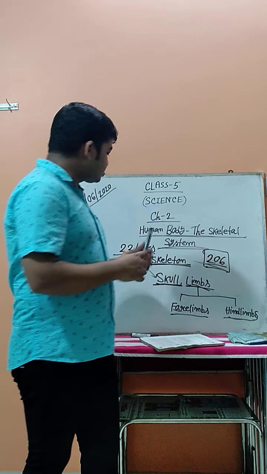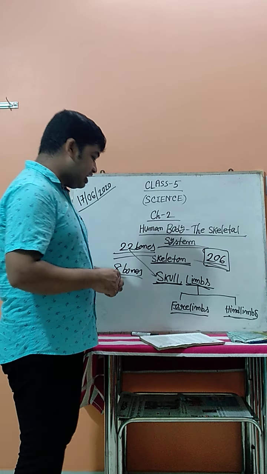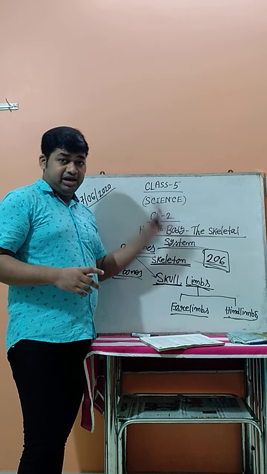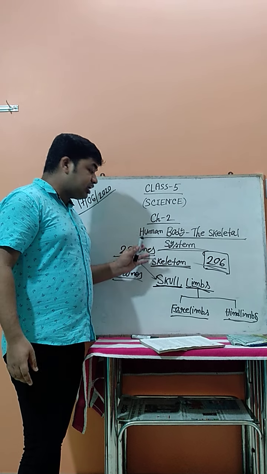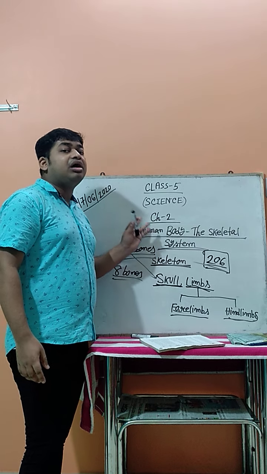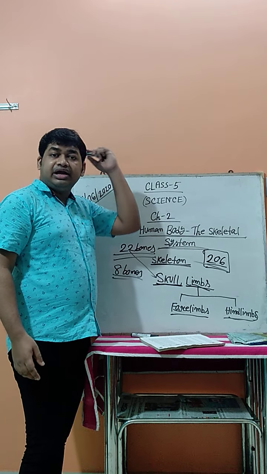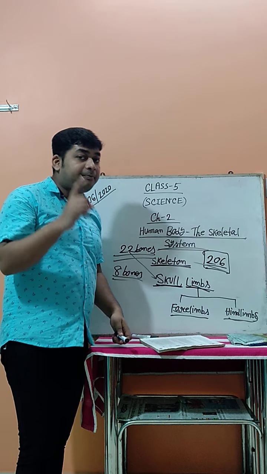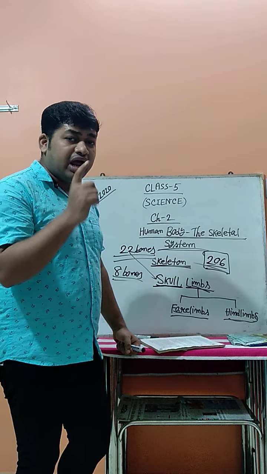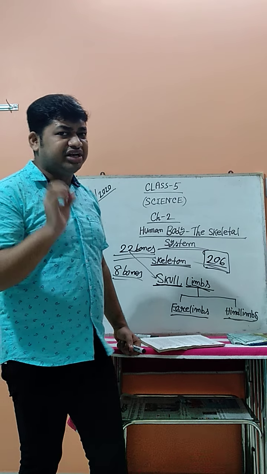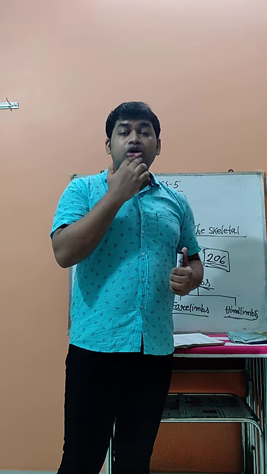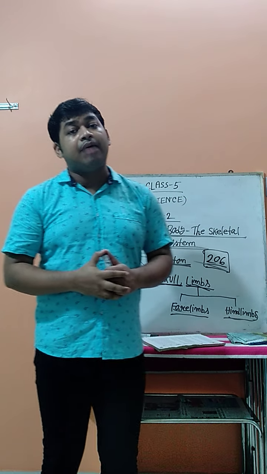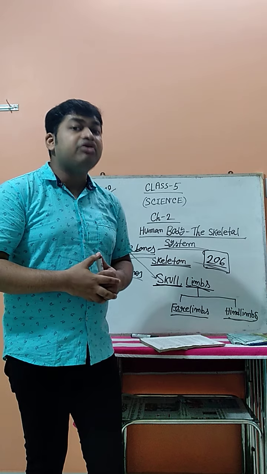So this is about the skull. I hope you understand this portion. So what is the skull? This portion protects our brain. The skull has a total of 22 bones. Of them, 8 bones are present in the head to protect the brain, and 14 bones are present in the upper jaw and lower jaw. All the bones are fixed in their position except the lower jaw. The lower jaw moves up and down. For that reason only, we are able to talk and chew our food.